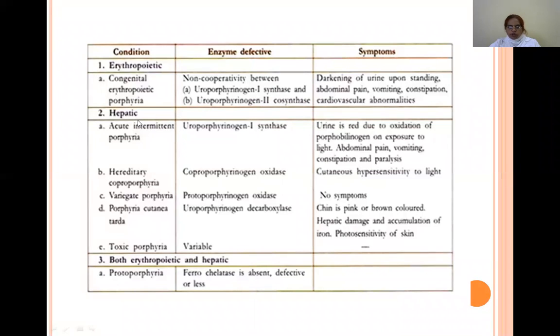And porphyria cutanea tarda comes under the hepatic. Uroporphyrinogen decarboxylase is the deficiency, and the urine is pink or brown in color. There is hepatic damage, accumulation of iron, and photosensitivity of the skin. Toxic porphyria has no symptoms, but a variable enzyme deficiency. Protoporphyria comes under both the erythropoietic and hepatic. Here the enzyme ferrochelatase is absent, defective or reduced.